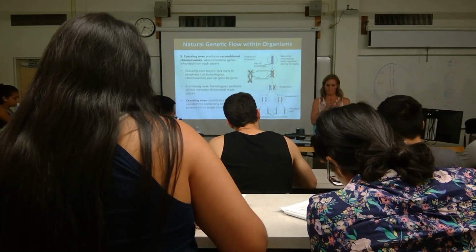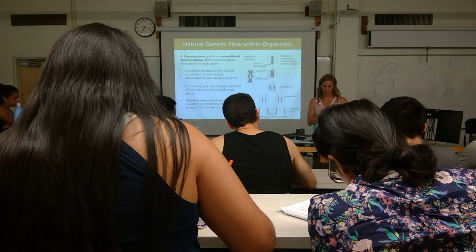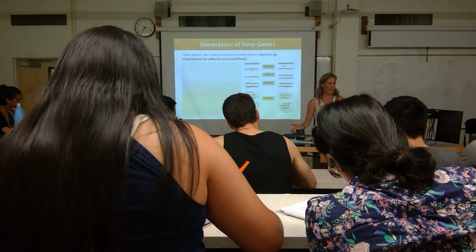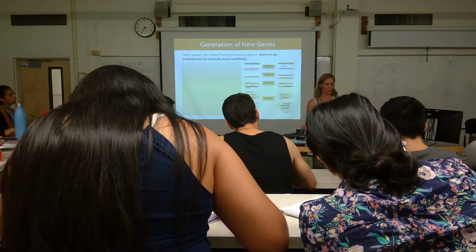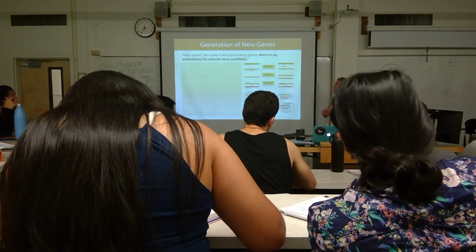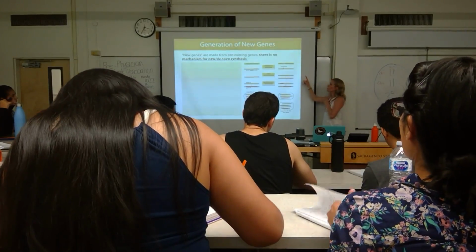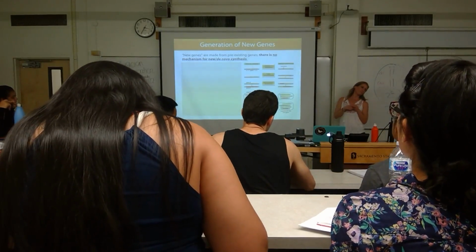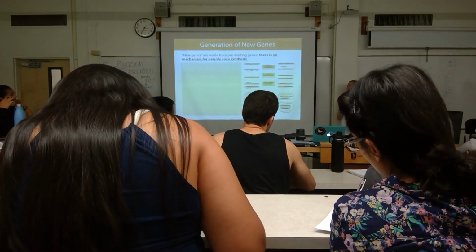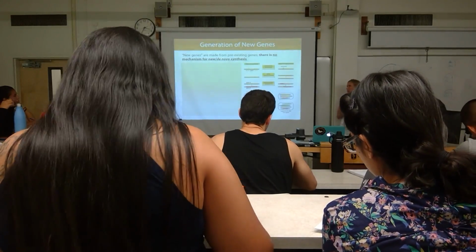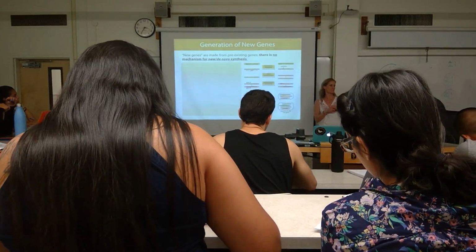Okay. So let's start talking about generation of new genes. How do genes change? How do we have all these different alleles within our population, right? So first and foremost, sentence at the top. New genes are made from pre-existing genes. As far as we know, at this point in our evolutionary timeline, there's no mechanism for new synthesis of genes.